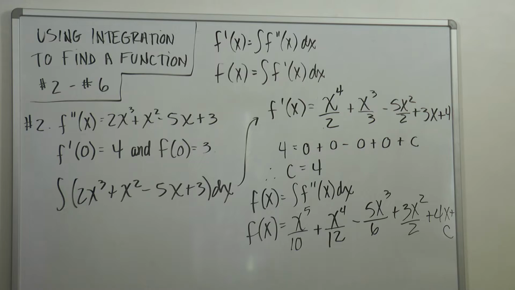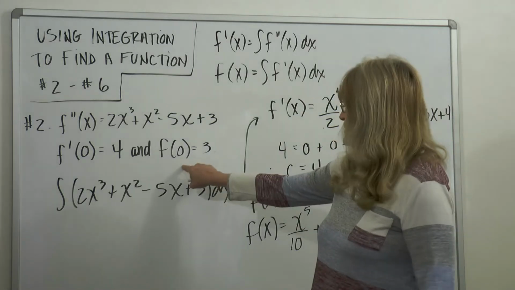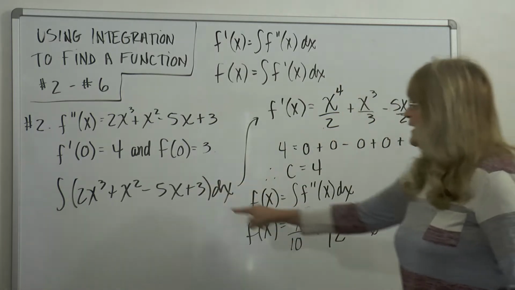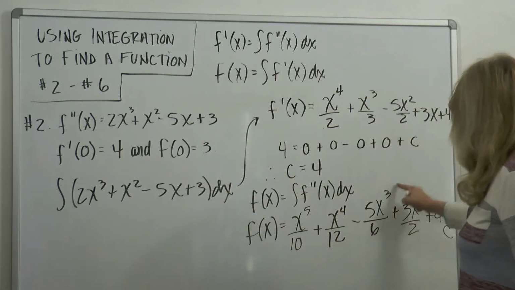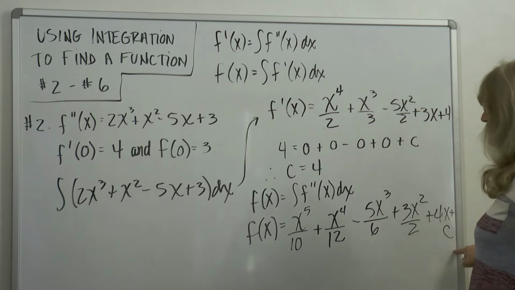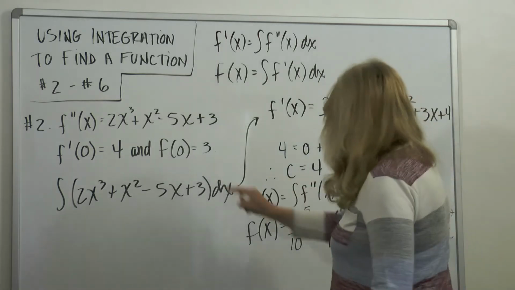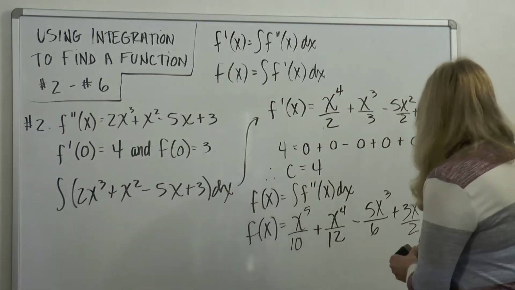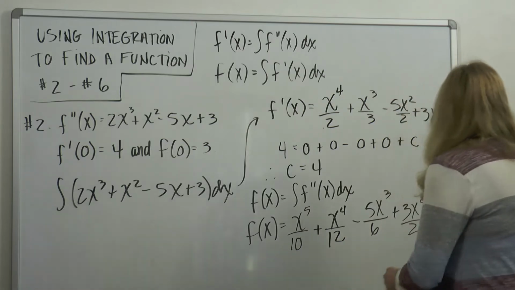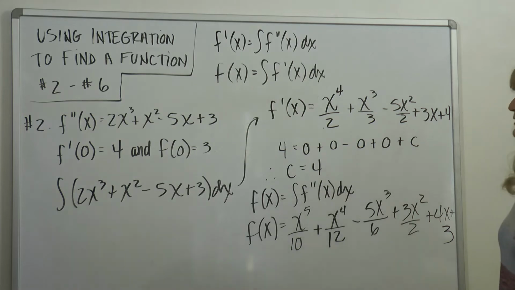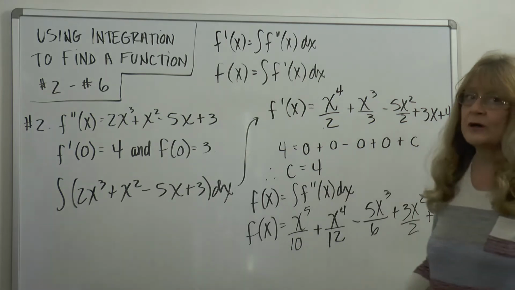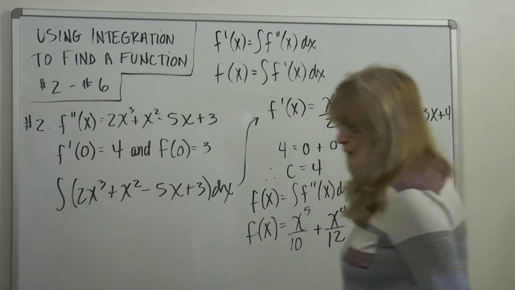Okay, so now I'm going to use this information to get c. Well, again, x is 0. So that means this is 0, this is 0, this is 0, this is 0, this is 0, and c is just going to be equal to 3. Okay, so our answer would just be this. I'm sorry, that didn't work too well. It was the biggest whiteboard I could get on.